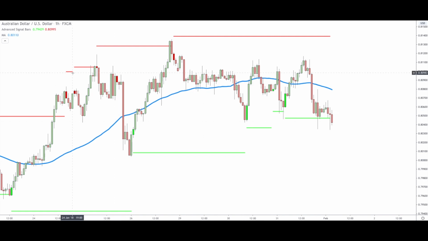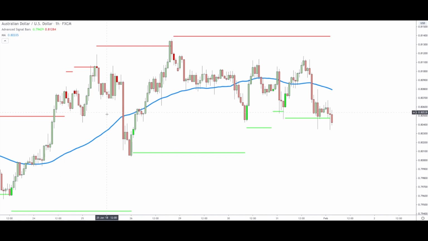Today I'm looking at the Australian dollar US dollar on the 1 hour time frame, and I'm using just two indicators. The advanced signal bars, which if you are interested you find the link to test it yourself down below in the description, and just a regular moving average.